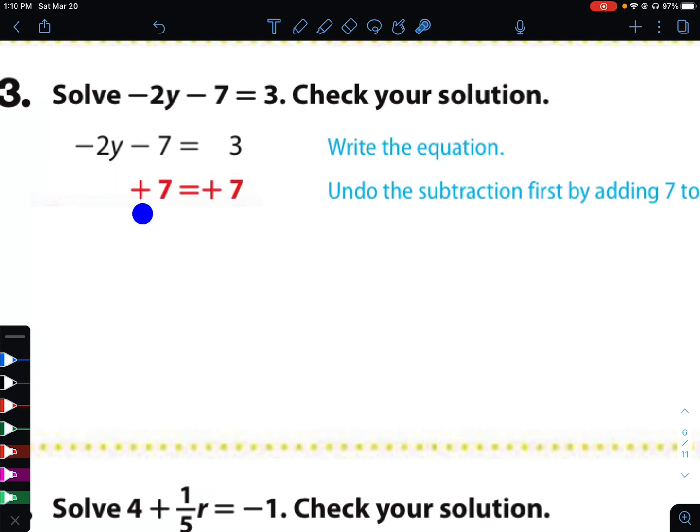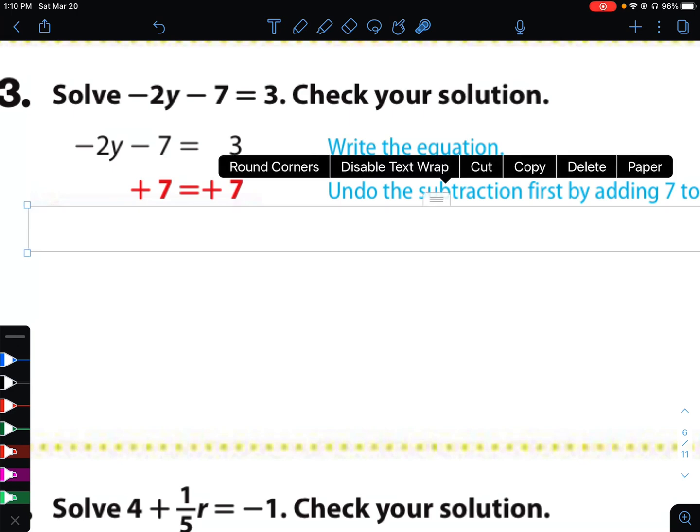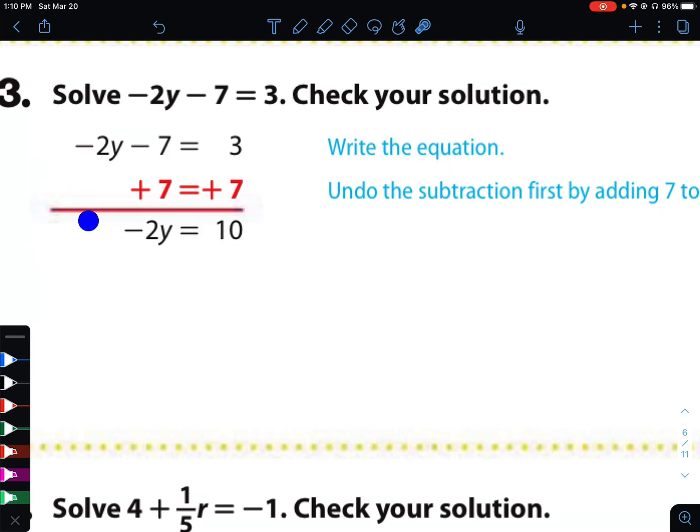So we add 7 to both sides of the equation. This becomes 0. We know that 3 plus 7 is 10. And we simply bring down negative 2y. So there you have it. Negative 2y is there.